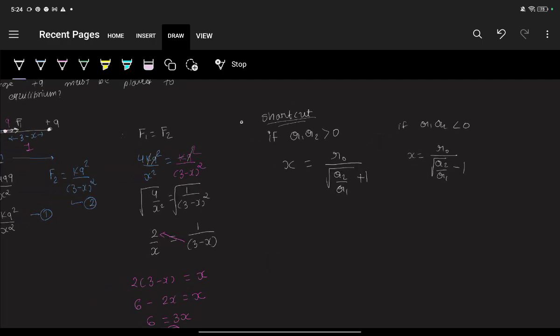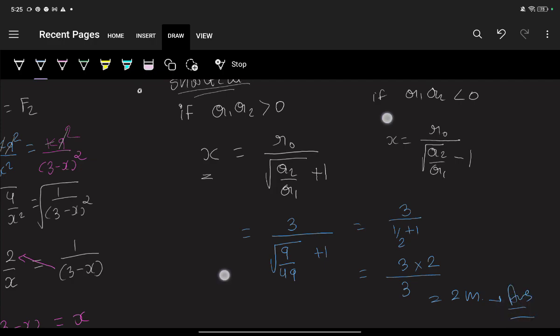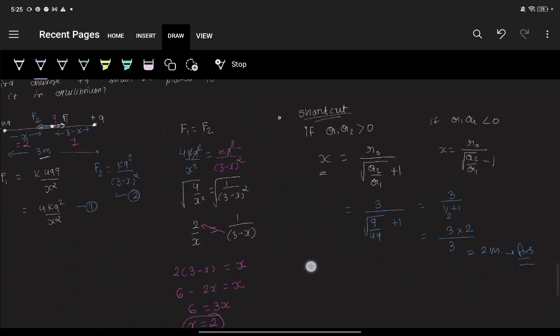Okay, let's apply this formula in our given problem. So it will be 3 by square root of... what was q2? It was small q. And what is q1? It was 4q. So it will be 3 by 1 by 2 plus 1, right? So it will be 3 by 3 into 2, it will be 2 meter. Answer. Yes, sir. Write it down.